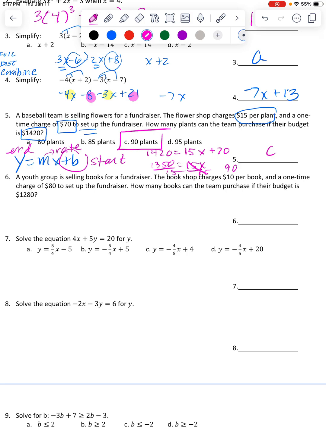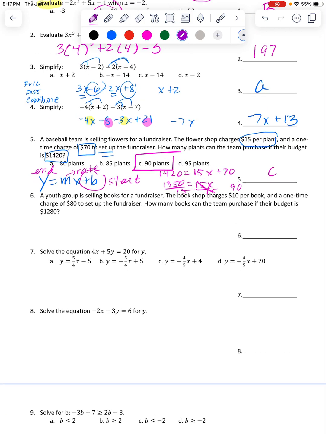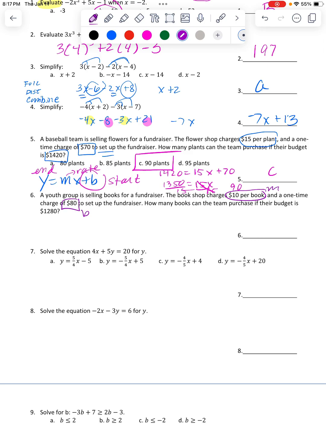Youth group is selling books for a fundraiser. The bookshop charges $10 per book, so that's probably my rate, and a one-time charge of $80, so that's my b. This is the exact same setup, so $1,280, and I'm paying $10 per book plus an $80 startup fee. So if I take that 80 away from both, I'll have 1,200, and that'll equal 10x. So dividing out 10 in both cases, I'm going to end up with 120 books.